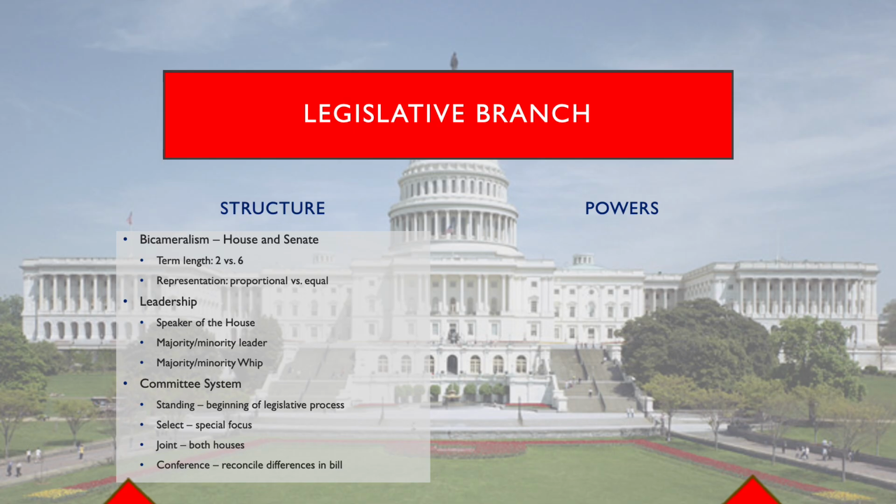These are created when both houses pass a bill, but they are not identical. Because remember, before the law can go to the president to be signed, it has to pass both houses of Congress identically. So you would have a conference committee that's going to reconcile differences in that bill.